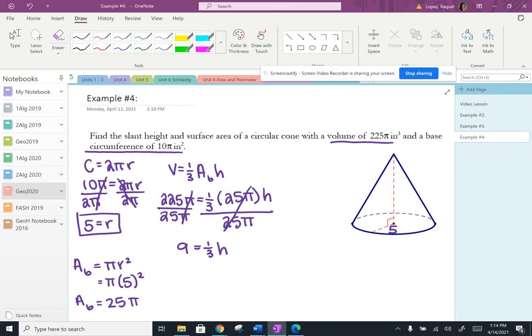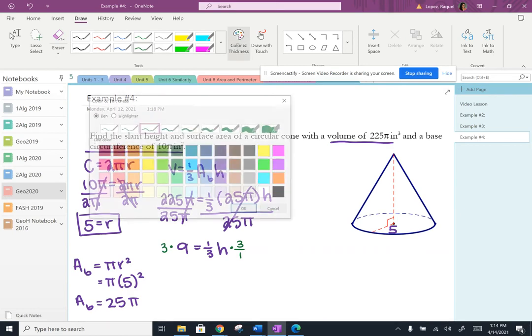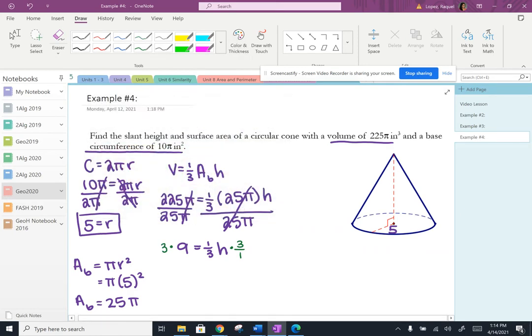Okay, now to get rid of the 1/3, what we can do to both sides of the equation is multiply by 3 over 1, which is really just 3. So I'm going to multiply both sides of this equation by 3. 3 times 9 is going to be 27. So I get 27 equals h. Okay, and so now we can start answering our questions.